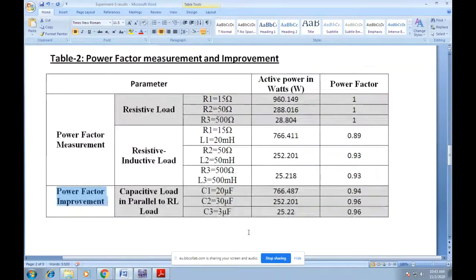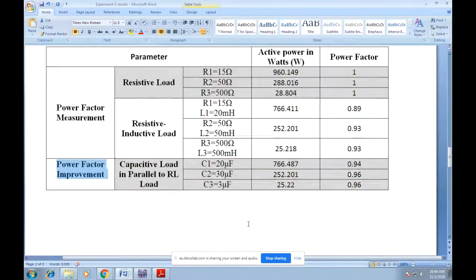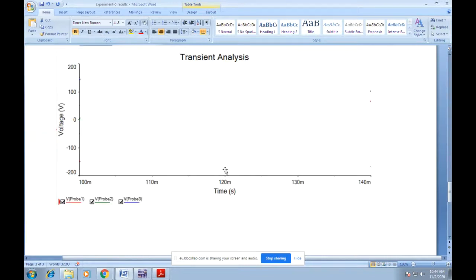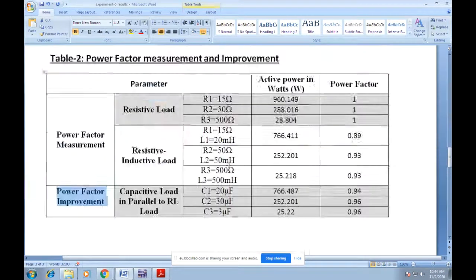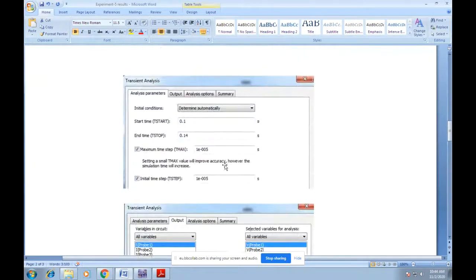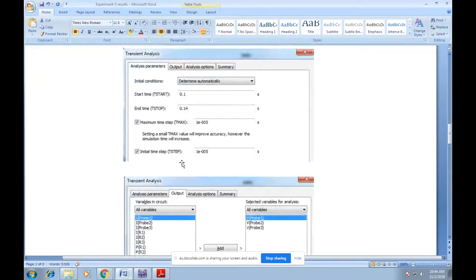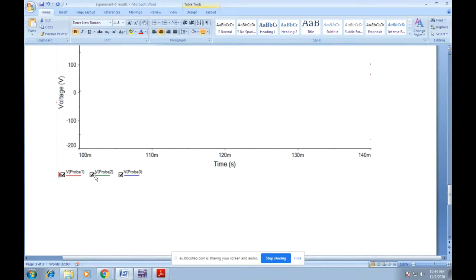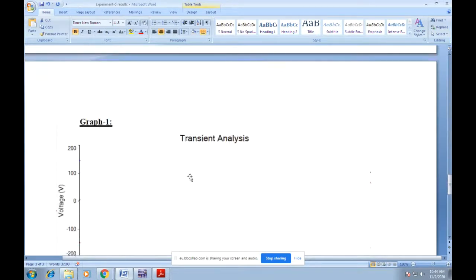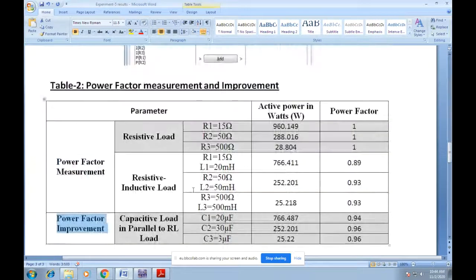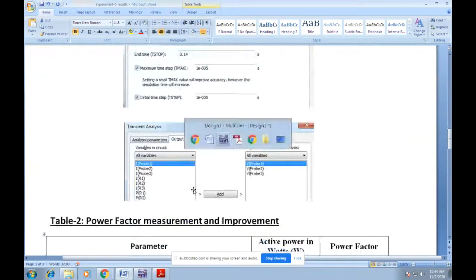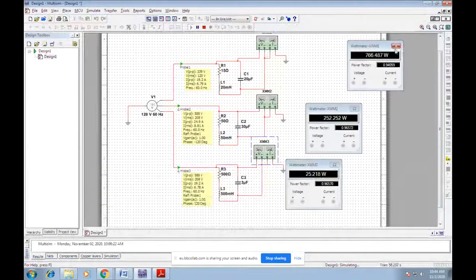So this is about part B. Let us go to part C. In this, we are going to draw the transient analysis. How are we going to draw the transient analysis for this? We will draw the transient analysis only for probe 1, probe 2, and probe 3, that is, only for the first experiment, for the first circuit. How was the first circuit?